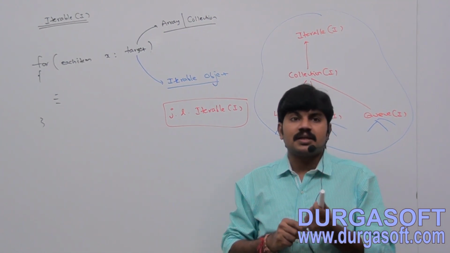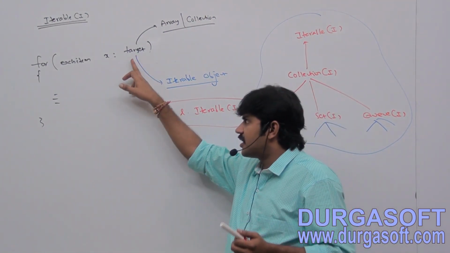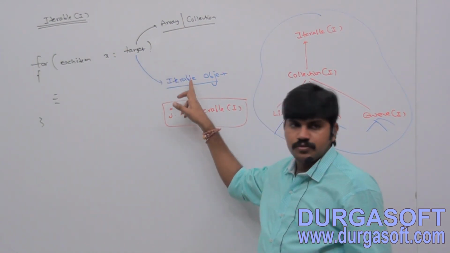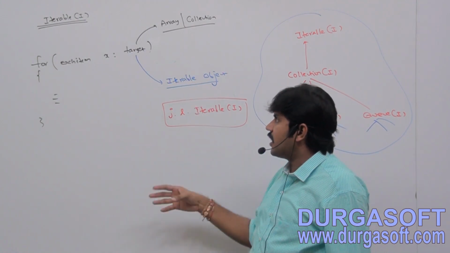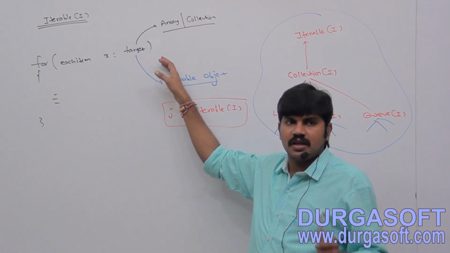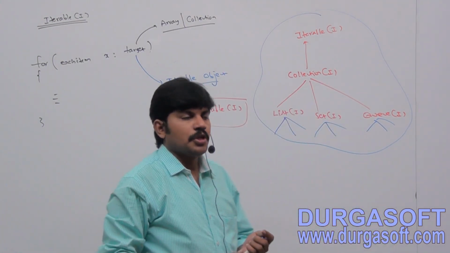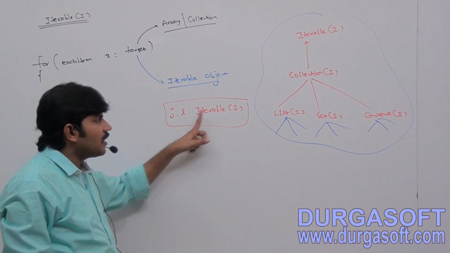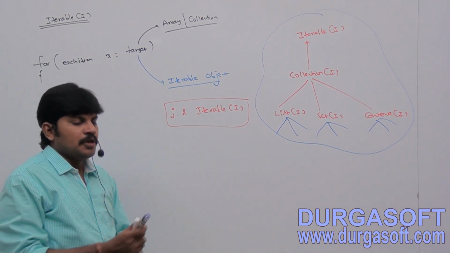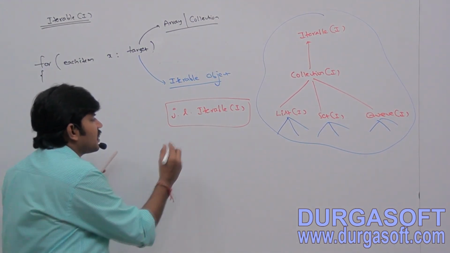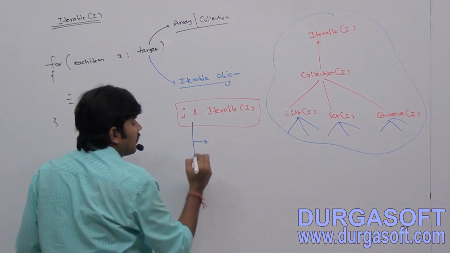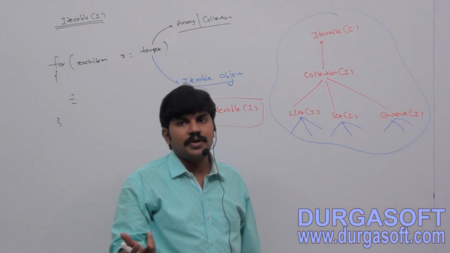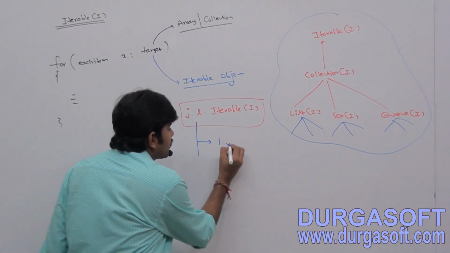So what is iterable? The target element in a for each loop should be an iterable object. All arrays are iterable, and an object is said to be iterable if and only if the corresponding class implements the java.lang.Iterable interface, right? Now, do you know in which version this interface came? In which version of Java did the for each loop come? 1.5.